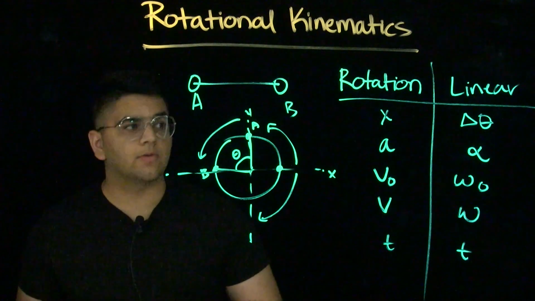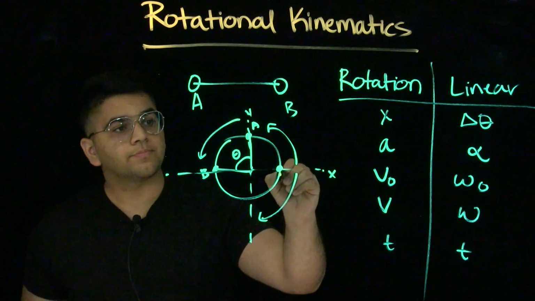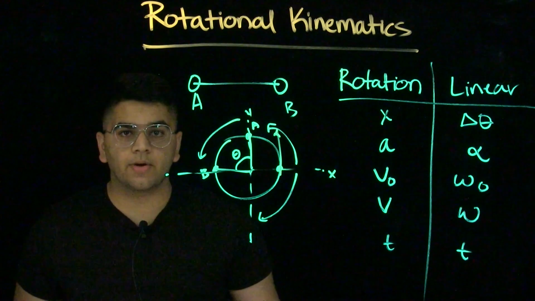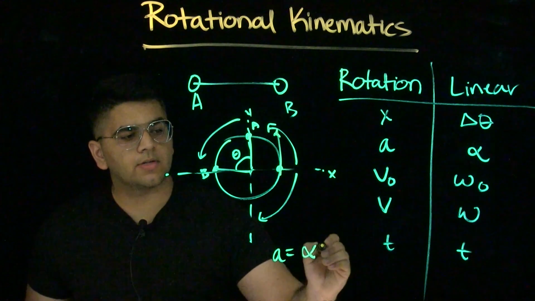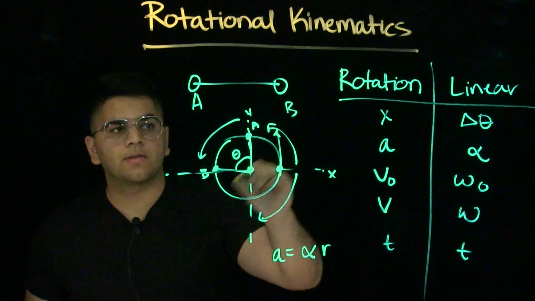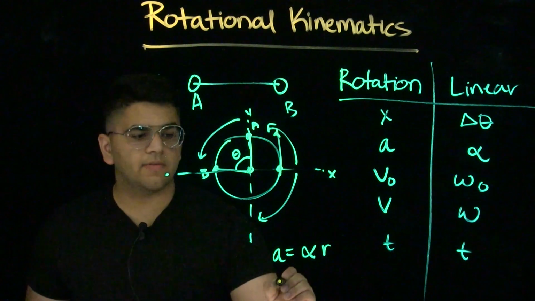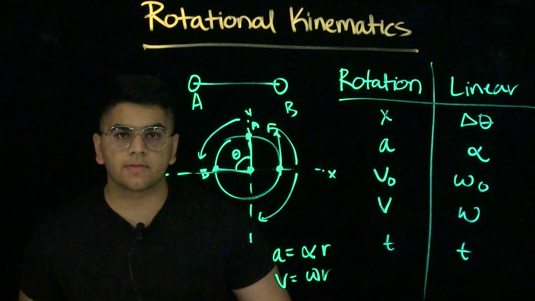What does that mean? If we wanted to find linear acceleration, let's say if the object is accelerating in this direction, the acceleration will be the angular acceleration times the radius, or the distance from the center axis of the point. Similarly, velocity will be angular velocity times the radius.